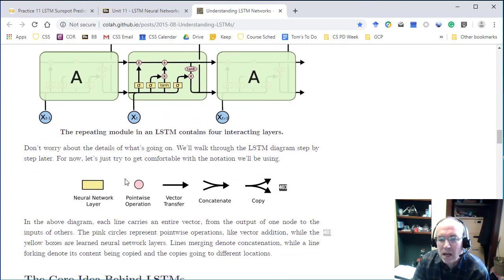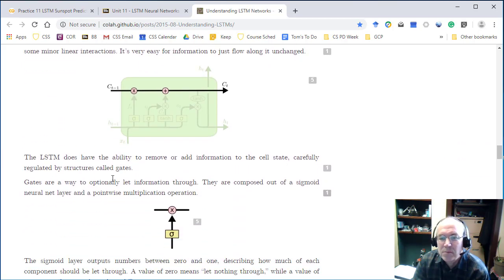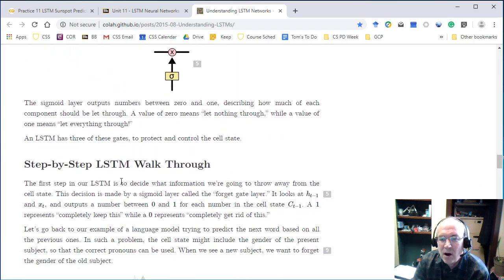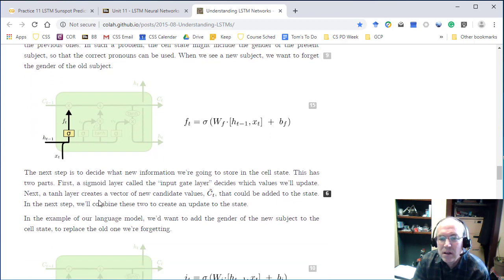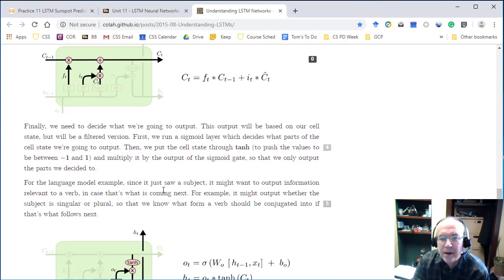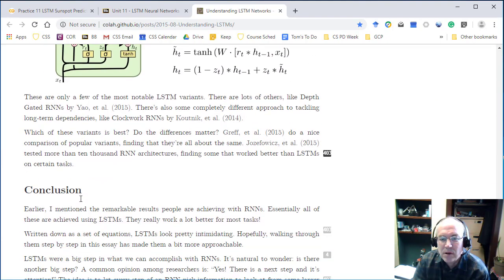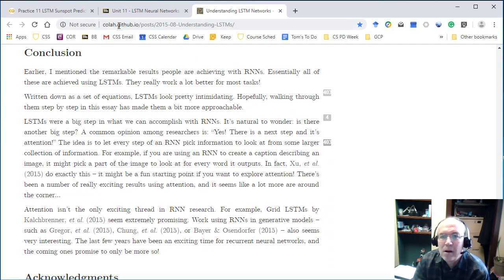There's more to this, so you should read through these long short-term memory descriptions here to get a better idea of how it works. There's a good walkthrough here. Again, you don't need to know all the details of this, but if you're interested, this steps through how these networks work internally.